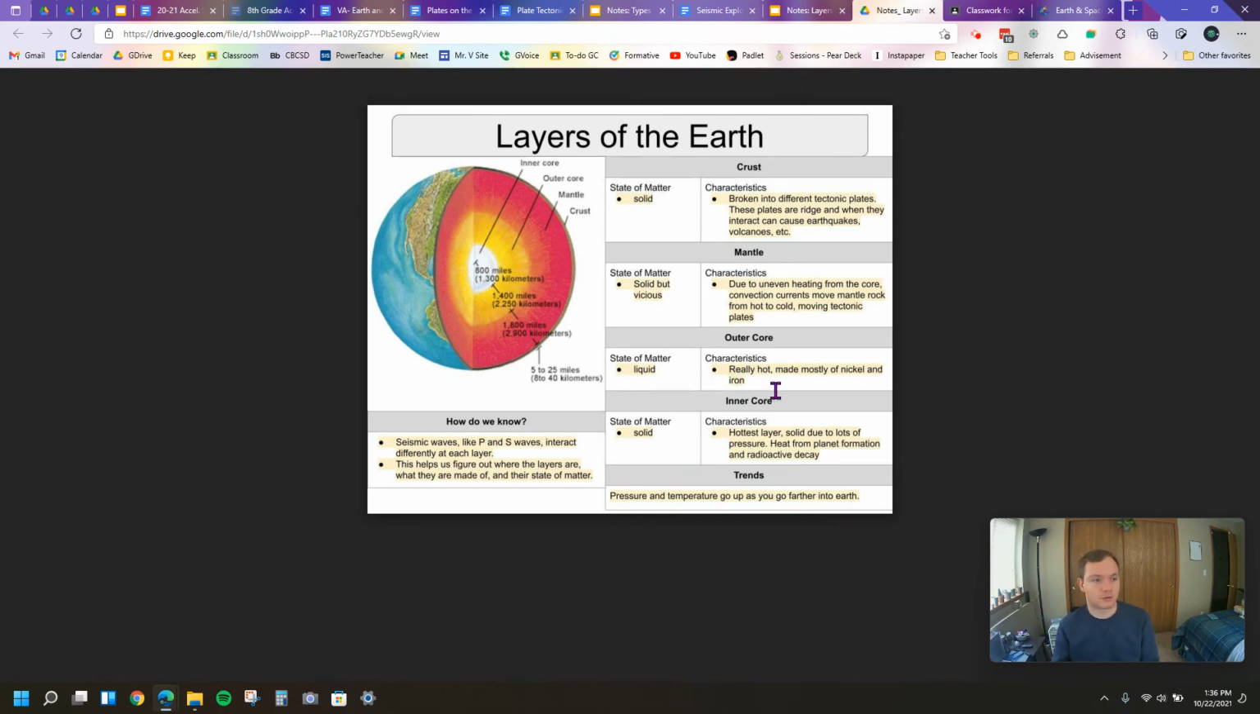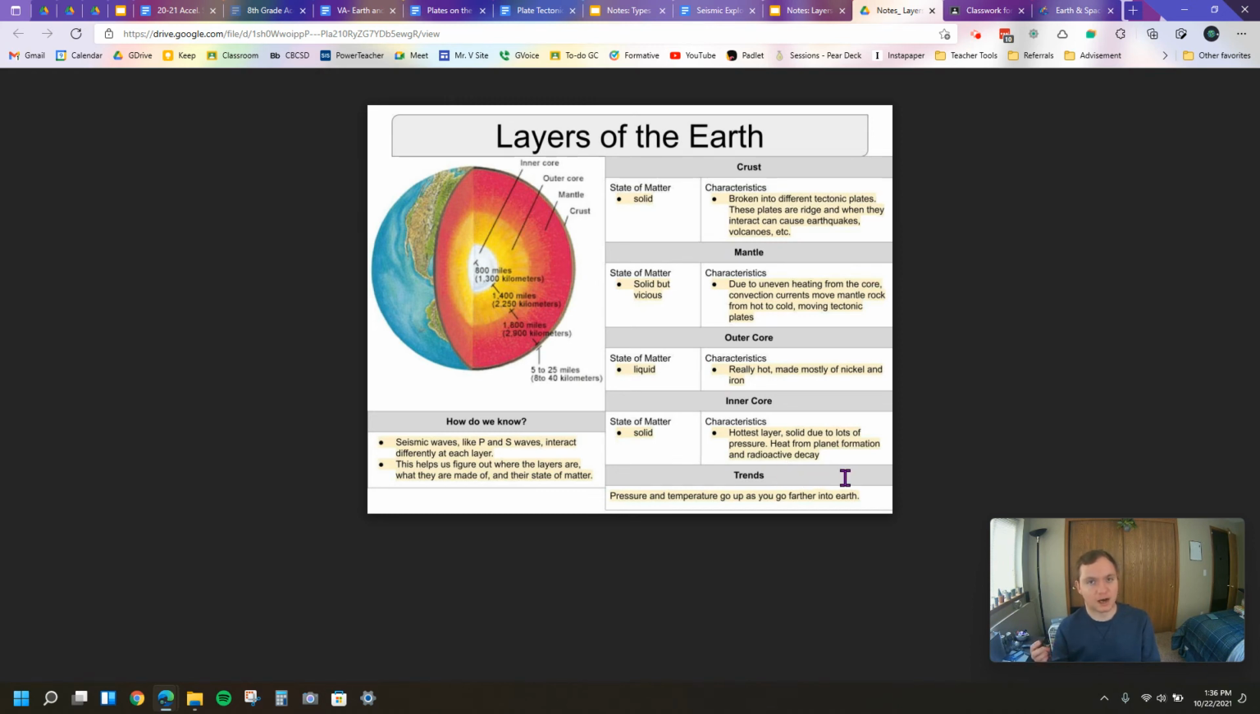In the outer core, it's really, really hot. It's mostly made of that nickel and iron. And then the inner core is our hottest layer, and it's solid due to the pressure. So it could have been a liquid like the outer core, but since there's so much pressure, all that mantle and outer core and crust is pressing on it from gravity and whatnot too. It's a solid, and that heat is from planet formation and radioactive decay.